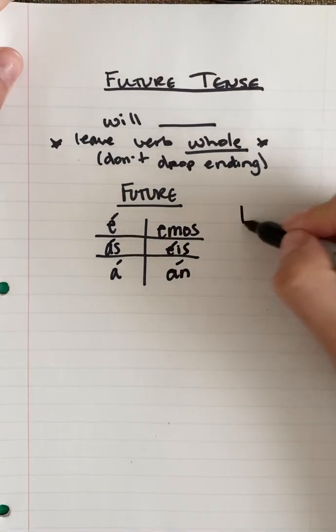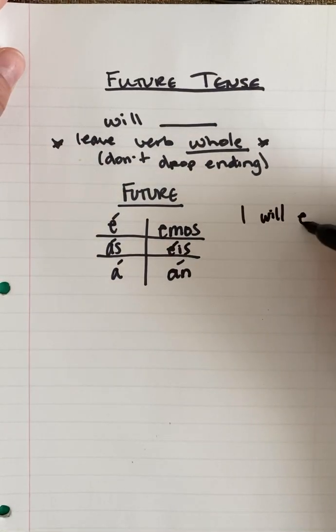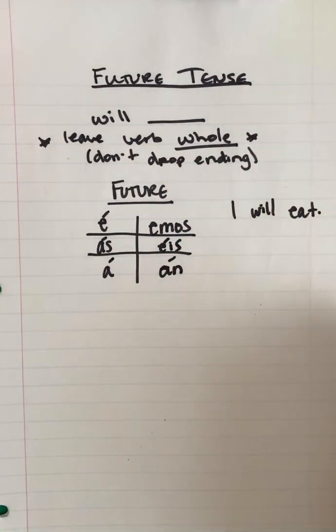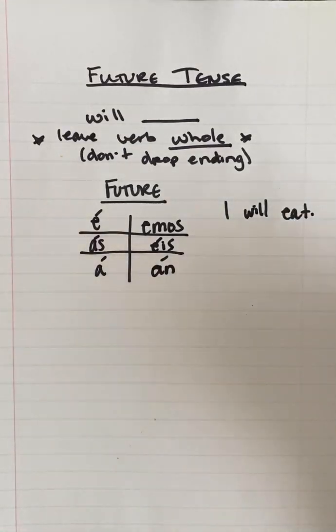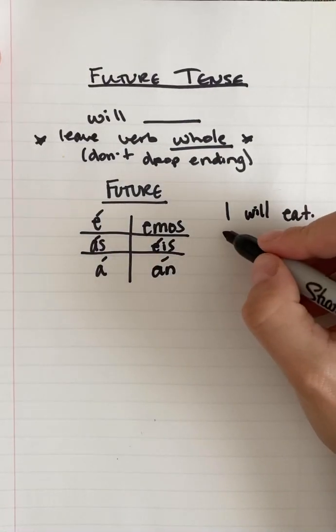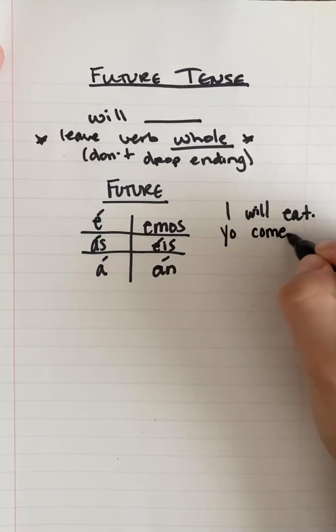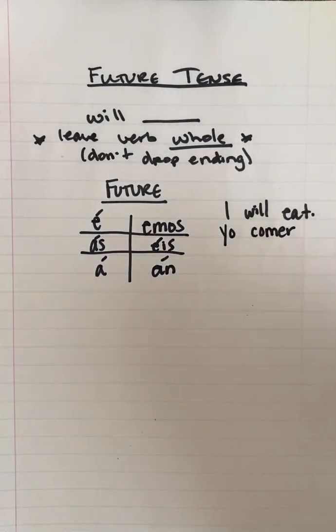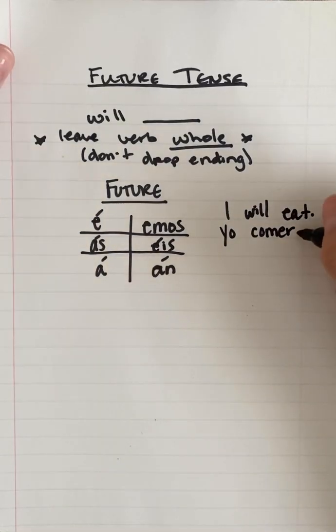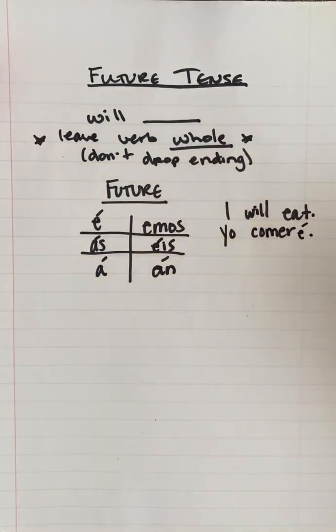So if I wanted to say I will eat, I is yo, and our verb to eat is comer. We leave comer totally whole, and then we add our yo form ending: comeré. I will eat. Yo comeré.